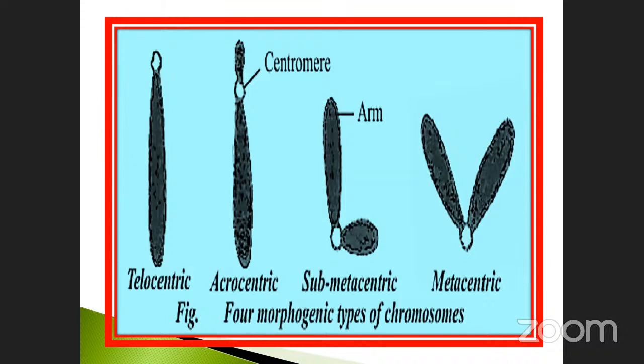Another one is called metacentric. Both arms are equal in portion, connected with the central portion called the centromere. Such type of chromosome is called metacentric. These are the 4 types of chromosomes present in human beings. How they are classified depends upon the position of the centromere and the arms, two arms, one short, one long. Any doubt in this area, Mike?